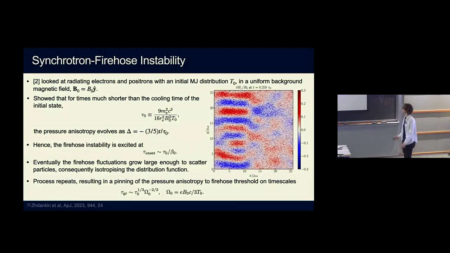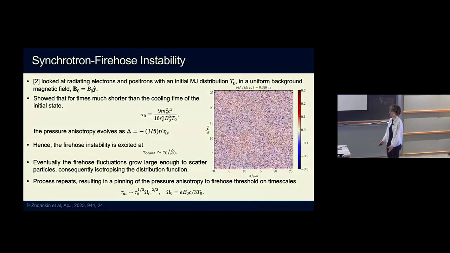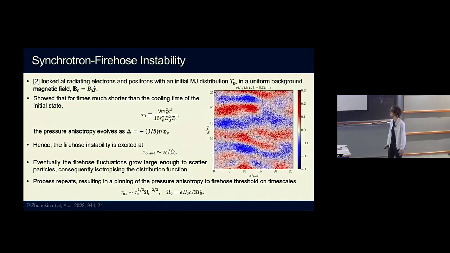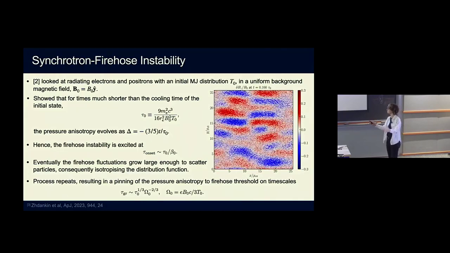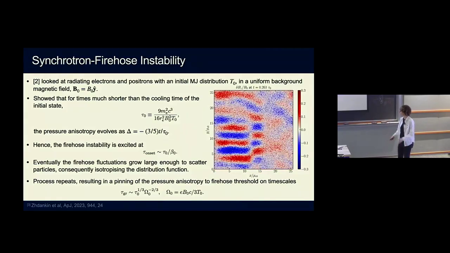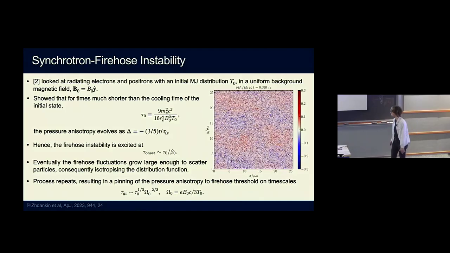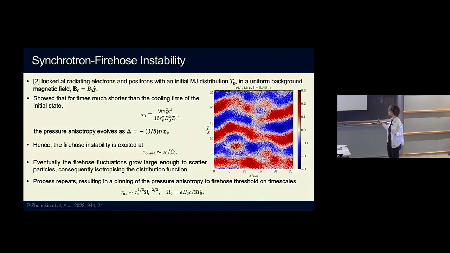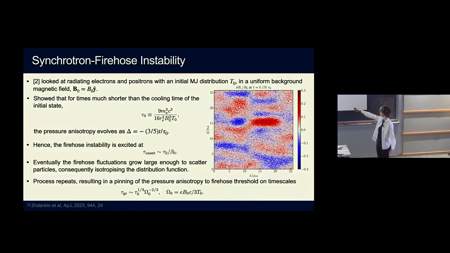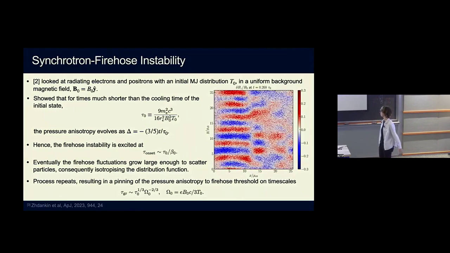And as firehoses usually do, they grow, eventually they get big enough to scatter particles, and they isotropize the distribution function. So what happens, right, is you get this Maxwell-Jüttner distribution that cools, gets a negative pressure anisotropy, firehoses arise, isotropize it, and you're back to the start, so you keep getting more and more firehoses. So if you look on timescales longer than this pinning time, the time on which these firehoses are pinning this pressure anisotropy to the firehose threshold, you're going to see an isotropic distribution function.